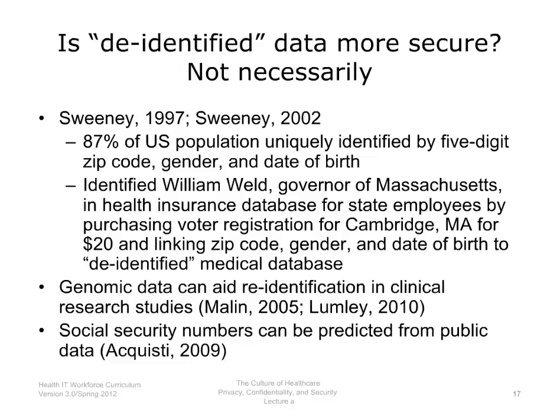In the case of William Weld, Dr. Sweeney was able to access a health insurance database for state employees, and Governor Weld was obviously a state employee, and she was also able to purchase the voter registration list for the city of Cambridge, Massachusetts, where he lived. She then combined these two databases, linking up the zip code, gender, and date of birth, and was able to identify the governor, as will be demonstrated further in the next slide. While it has been found that genomic data can be generated in clinical research studies, some recent research has shown how Social Security numbers of individuals can be predicted from public data because so many datasets have Social Security numbers.